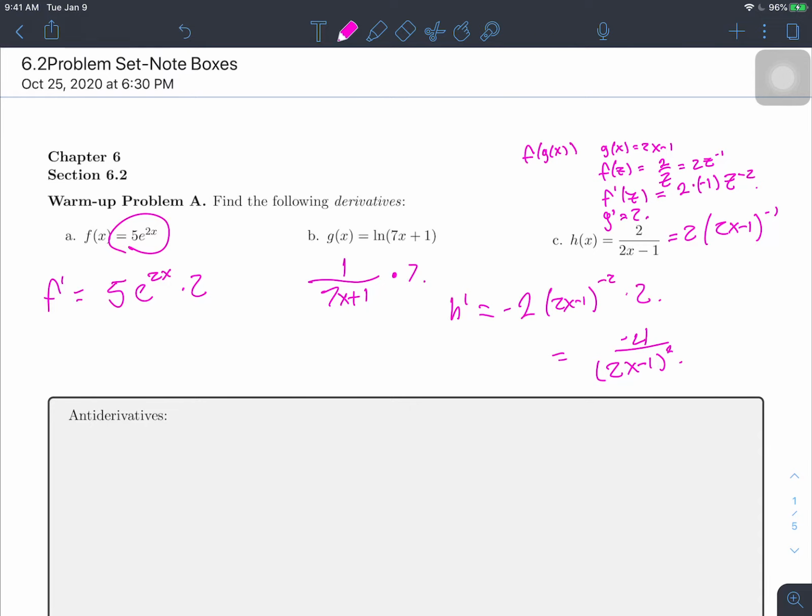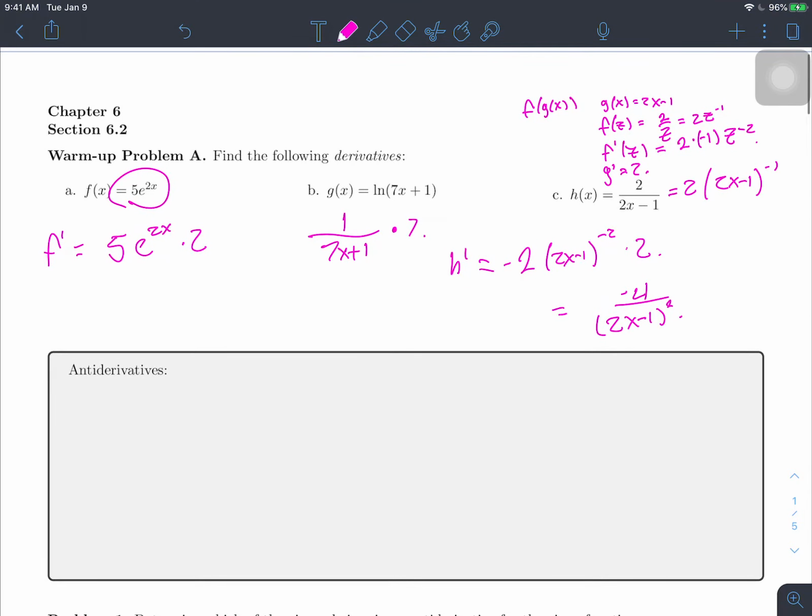Doing those warm-up problems should feel fairly standard at this point, hopefully. If not, then you might want to come to office hours or SI sessions and study up a little bit. Because now we're going to talk about doing the opposite of a derivative, doing an antiderivative.